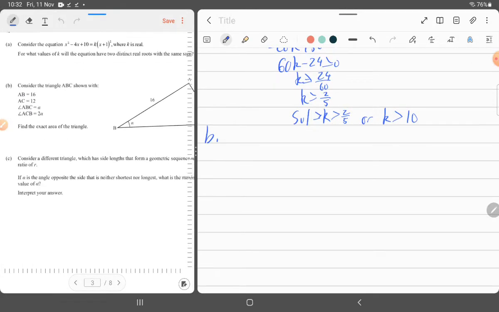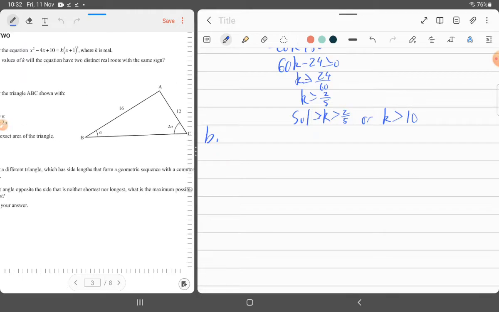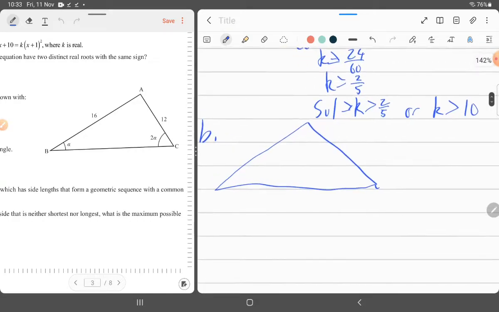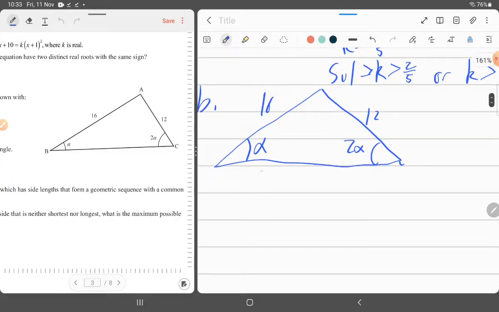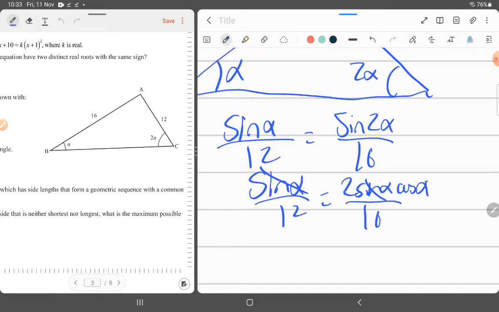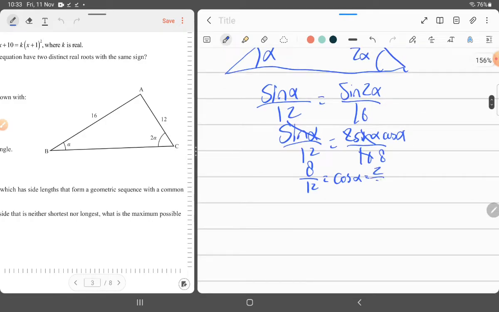B. Consider triangle ABC. I didn't really find the exact area of the triangle, so I didn't check in this question. This looks better. So 16, 12, alpha, 2 alpha. Using the sine rule, sine alpha over 12 is equal to sine 2 alpha over 16. Sine alpha over 12 is equal to 2 sine alpha cosine alpha, and the sine alpha cancels out. Then 8 over 12 is equal to cosine alpha, which is equal to 2 over 3.